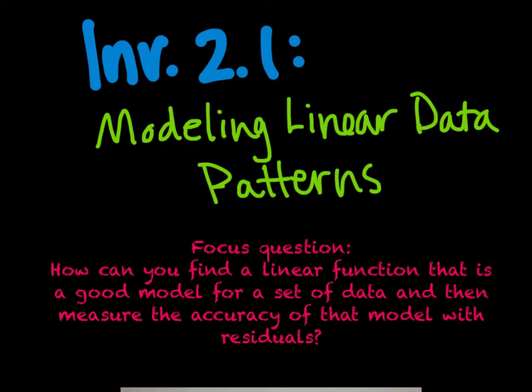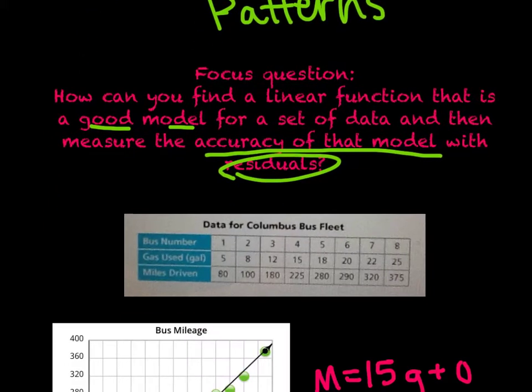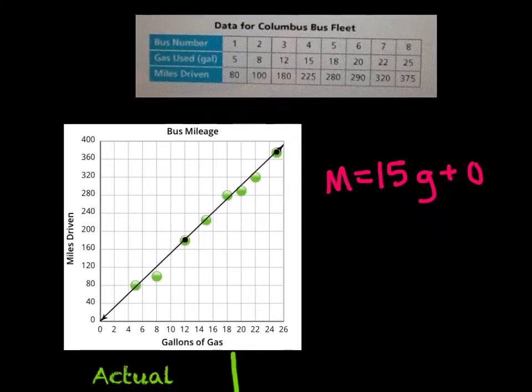Welcome to Investigation 2.1. This is modeling linear data patterns. In this investigation, our focus question was, how can you find a linear function that is a good model for a set of data and then measure the accuracy of that model with residuals? So this was the whole concept of looking at predicted data versus what actually happened and finding that error. So we are going to find that error with a new set of data.